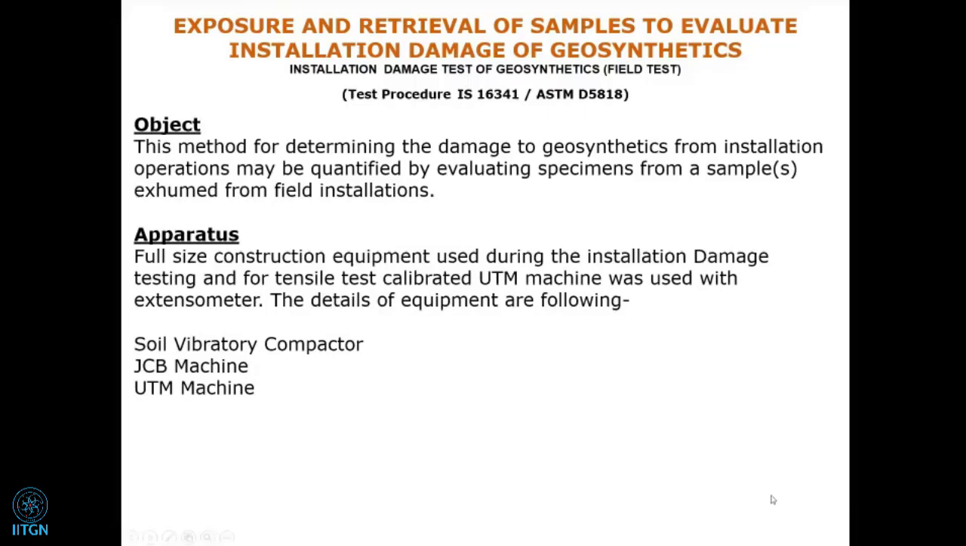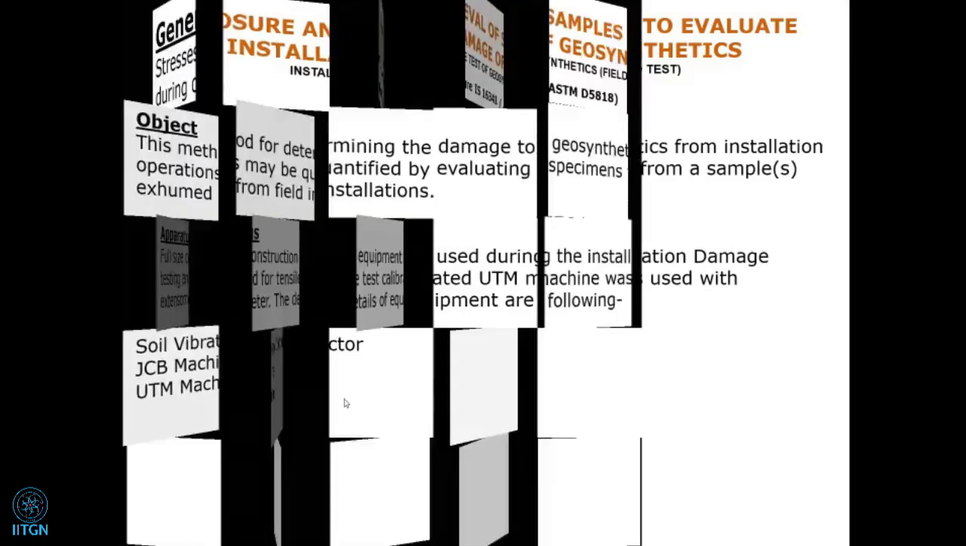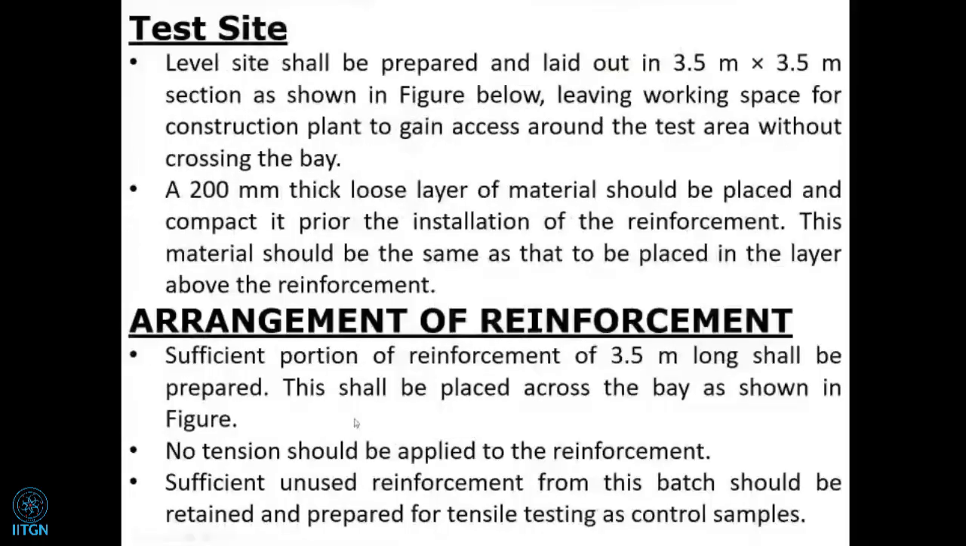The apparatus used is nothing special, only a simple ground is required, and a soil vibrator is used for the compaction purpose. A JCB machine is used for holding the sample, and a UTM machine is used to test the tensile strength of the samples before and after the installation damage. Like this.